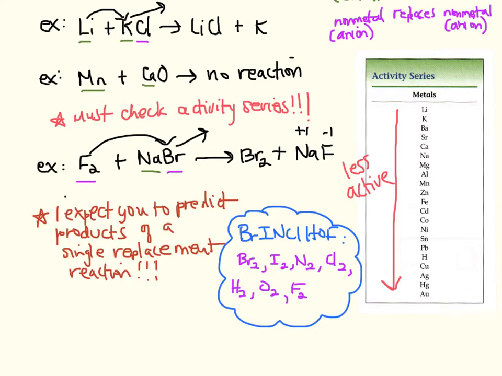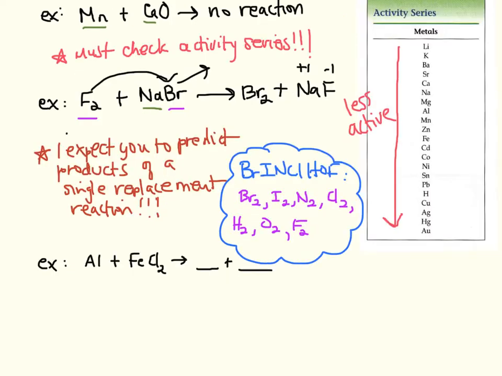I fully expect you to be able to predict the products of a single replacement reaction. And so you need to make sure that before you write down the products that you check the activity series to make sure that it's actually going to take place. All right, let's try an example. So here we have aluminum and iron chloride. And if we put aluminum into iron chloride, is a reaction going to take place?